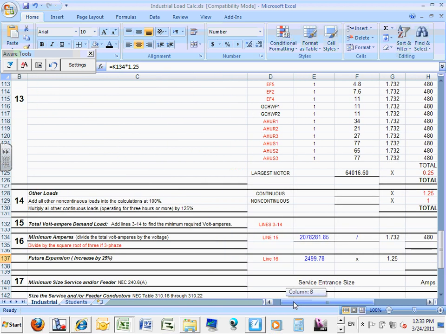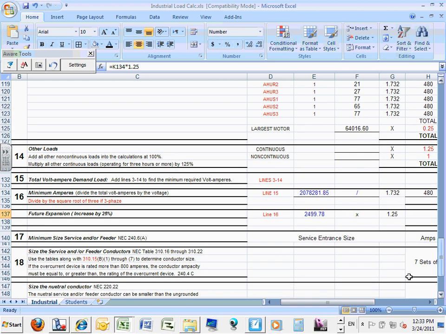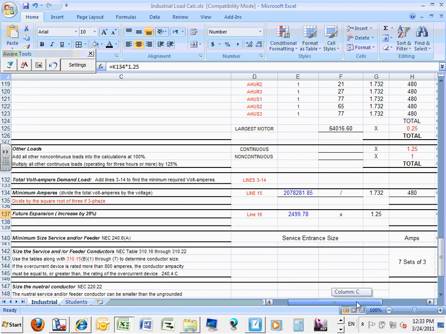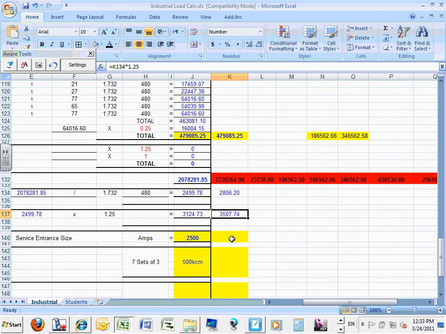Then minimum size service entrance conductor. I need the panel size. So we're going to size based on this. This is what you're going to calculate. Based on 35, my size is going to be 4,000.